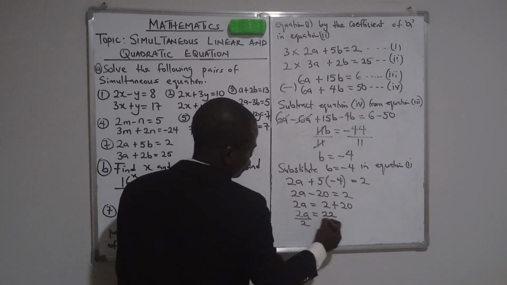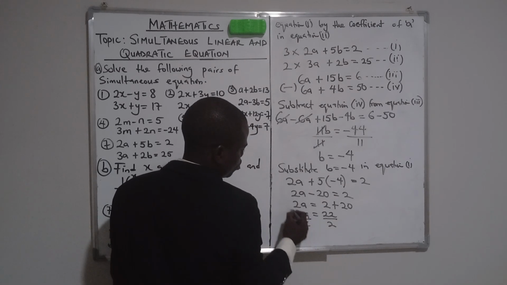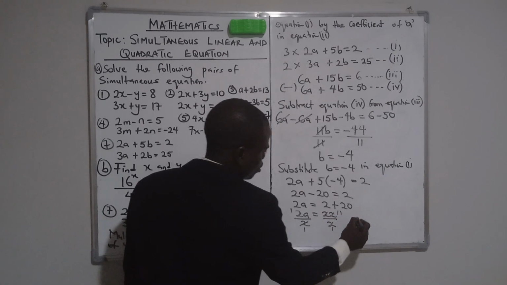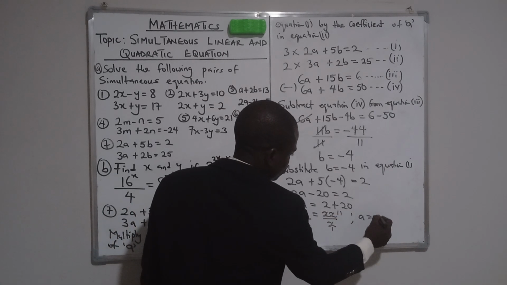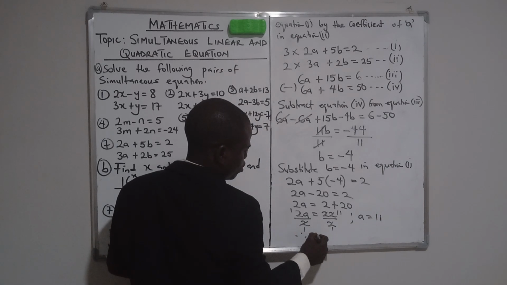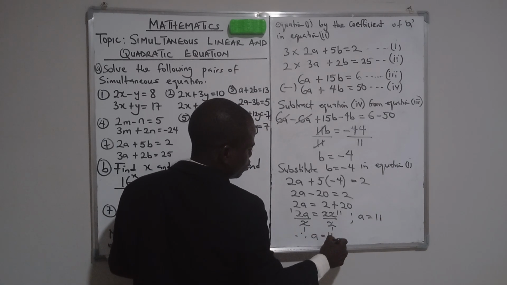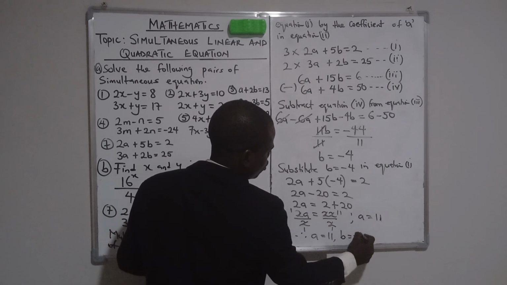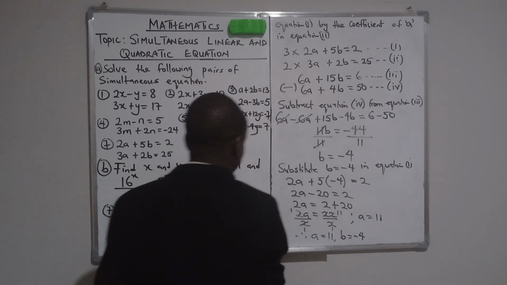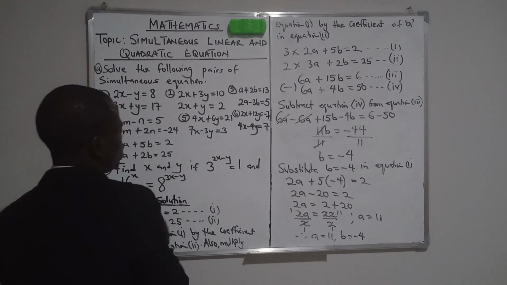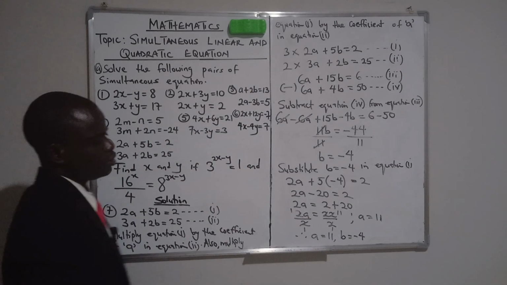Divide both sides by 2. 2 into 22 is 11. A equals to 11. Therefore, our A equals to 11 and B equals to minus 4. Now let's move to the B part of the question.